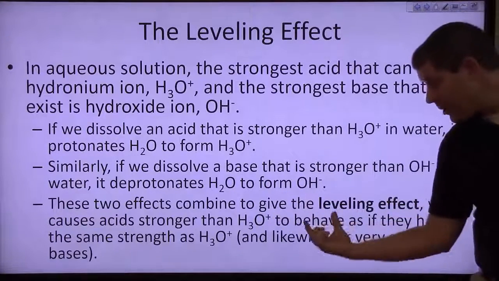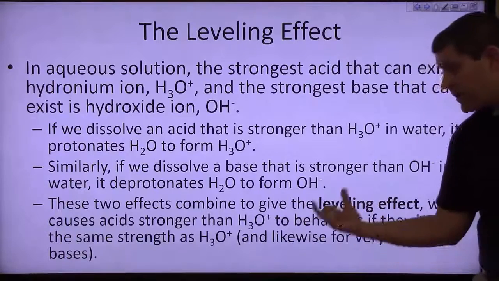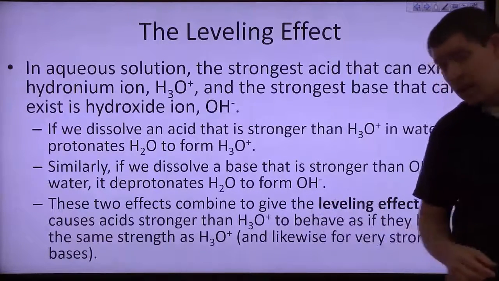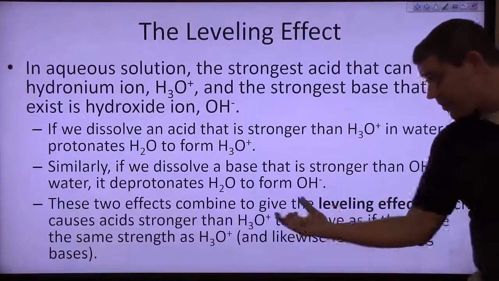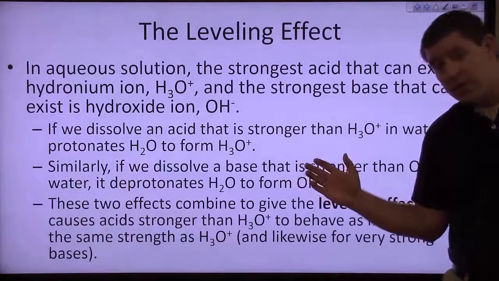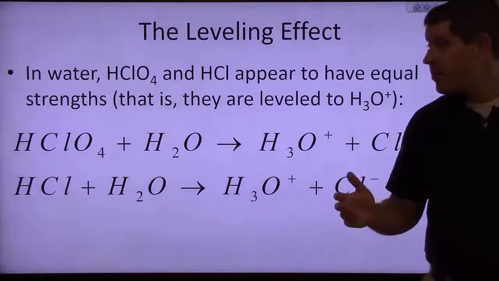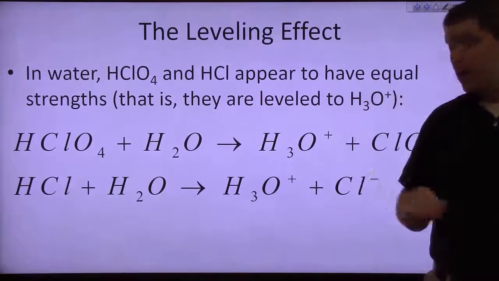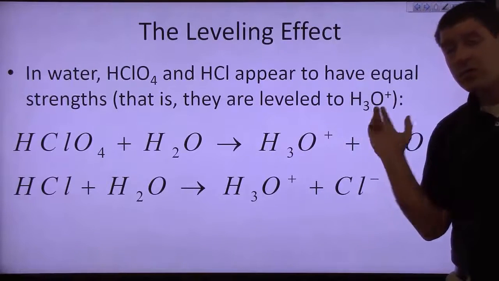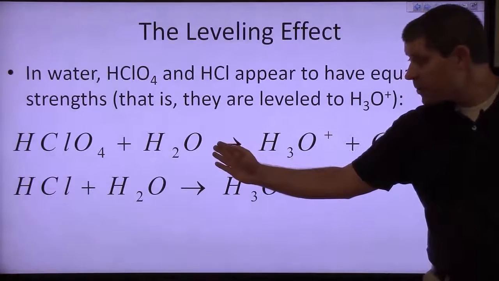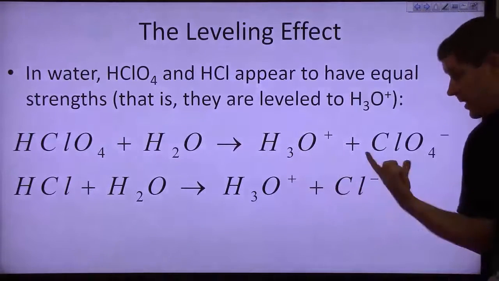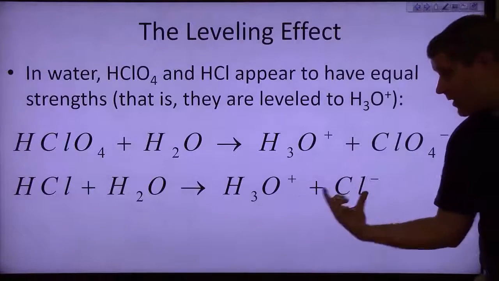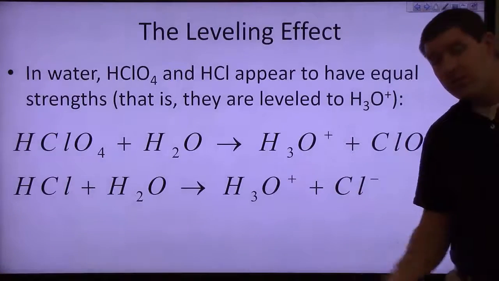And these two effects combine to give us the leveling effect, which causes acids stronger than hydronium to behave as if they have the same strength as hydronium ion, and likewise for very strong bases, they behave as if they have the same strength as hydroxide ion. So let's look at an example. In water, perchloric acid and hydrochloric acid appear to have equal strength. That is, they are leveled to the strength of hydronium ion, because they will each react with water to form hydronium ion and then an anion, the perchlorate anion in the case of the perchloric acid, and the chloride anion in the case of hydrochloric acid.